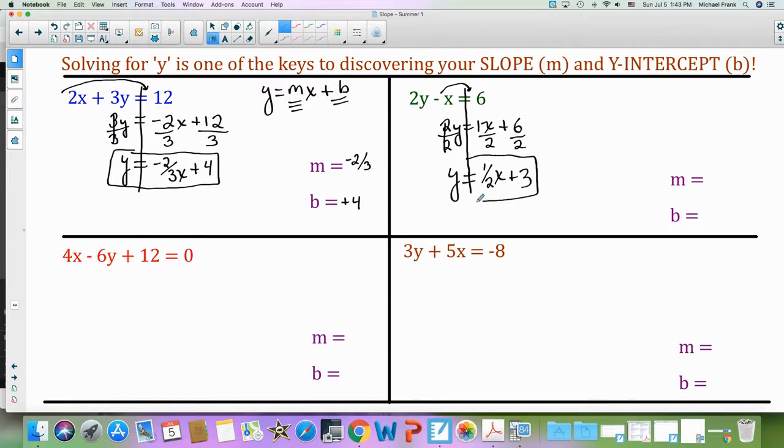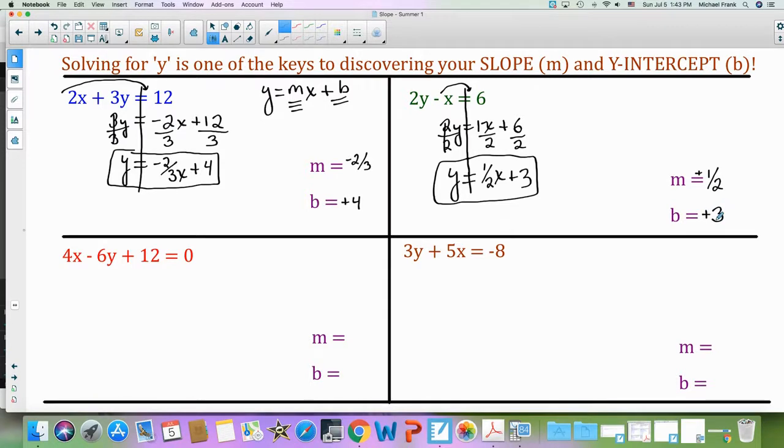Well, we've succeeded in putting this into slope-intercept form. So I could see that the coefficient of my x is 1/2. That's my slope. It's positive. I should also put that in there. And that my y-intercept is positive 3.